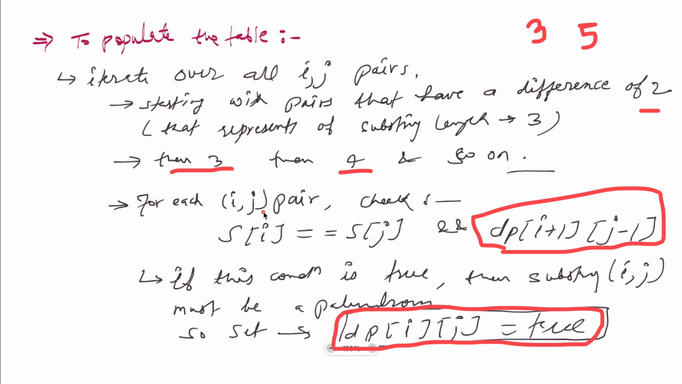For each i and j pair, either you are taking the odd one or the even one, both characters should be equal at i and j. And then the other condition is that if you shrink the window, it should be i plus 1 and j minus 1. If it is true, it means dp at i and j is also true. Let's set it.